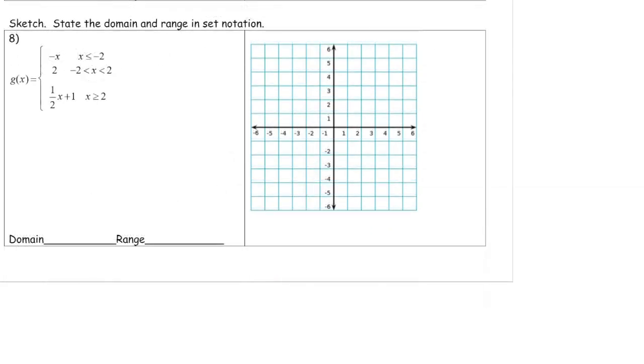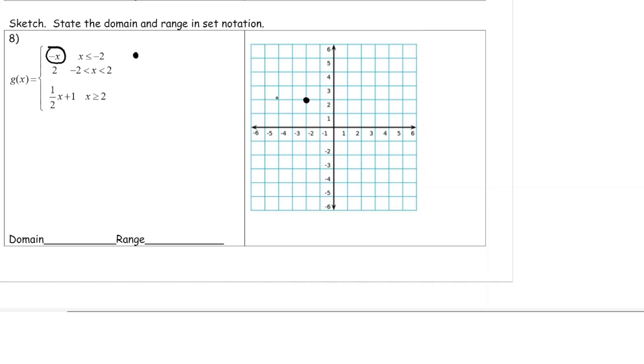All right, number 8, sketch, state the domain and range in set notation. So we'll use set notation here instead of interval notation when we do the domain and range. Now we have 3 parts to the rule. Let's start at the top. I can see this is going to be a closed circle because x is less than or equal to -2. So when I plug in -2 into the rule, I'm going to get the opposite of -2, which is 2. So let's go to -2, 2, and put a closed circle. And the rule is -x, which is a line with a slope of -1.